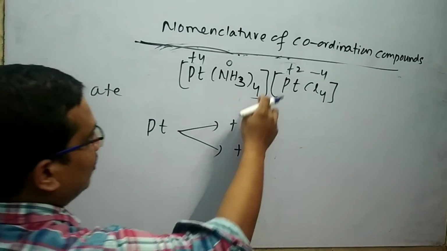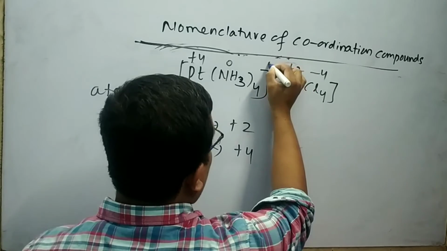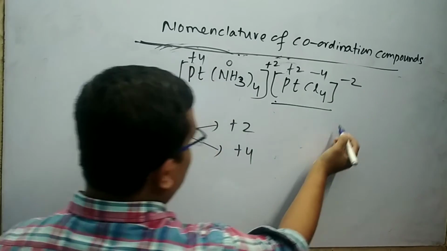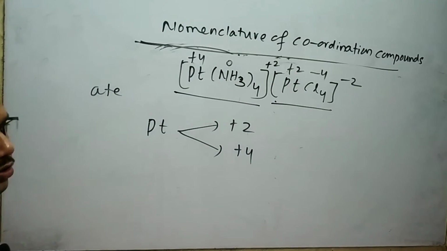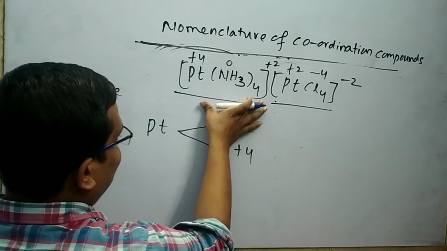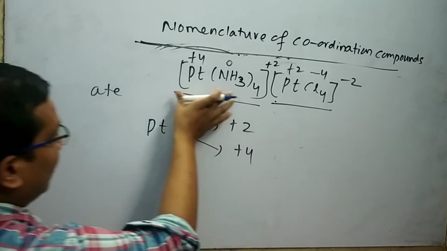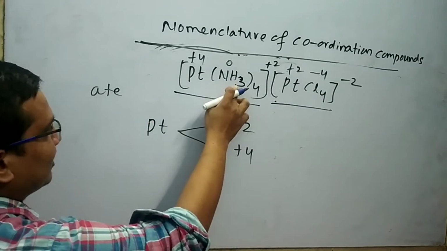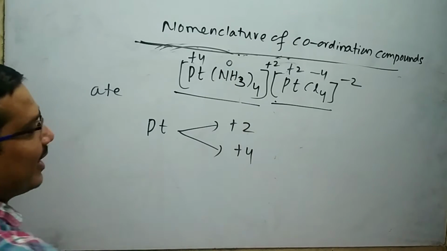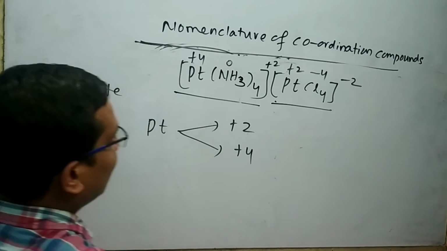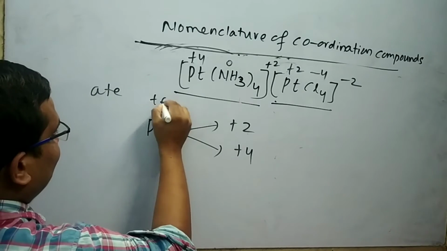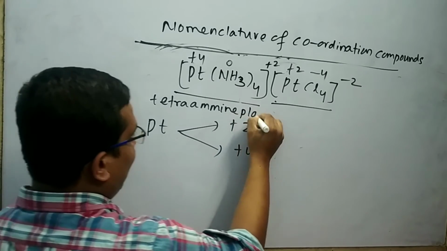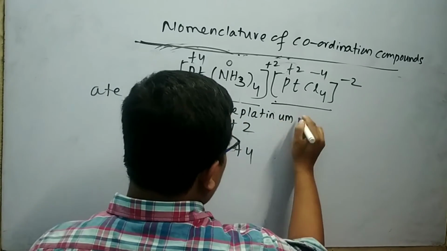If this is your +2, then it is bound to write here +2, because this part gives a -2, that means this part must be your +2. From this it is clear that this is your cationic part, this is your anionic part. According to the rule, this part is named first, then this part. At first I will write the name of the ligand. Here NH3 is present, there are 4 NH3 present. So I can write tetraamine platinum 4.